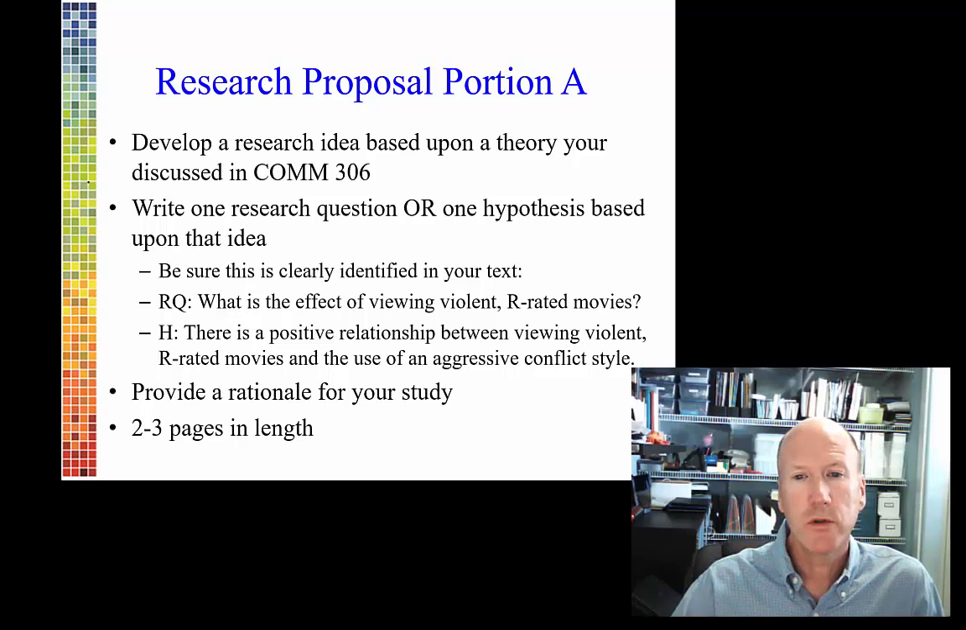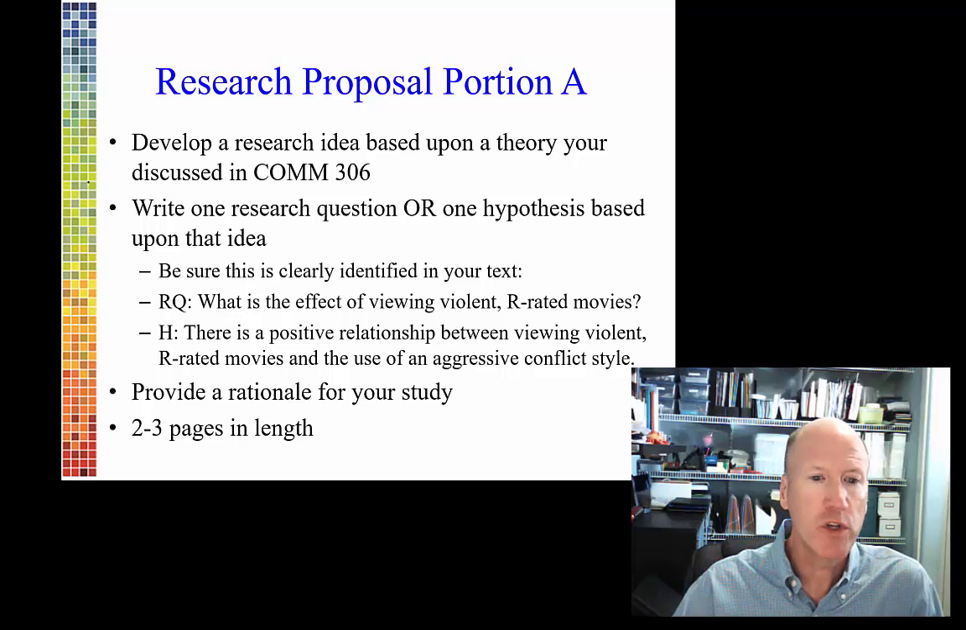Then you're going to write one research question or one hypothesis based on that idea. So make sure that this is clearly identified in your text. So use the notations like I have here. RQ for research question. An example might be, what is the effect of viewing violent R-rated movies? And so this could be something that's related to cultivation theory. Or you might choose to write a hypothesis and say something like there's a positive relationship between viewing violent R-rated movies and the use of an aggressive conflict style.